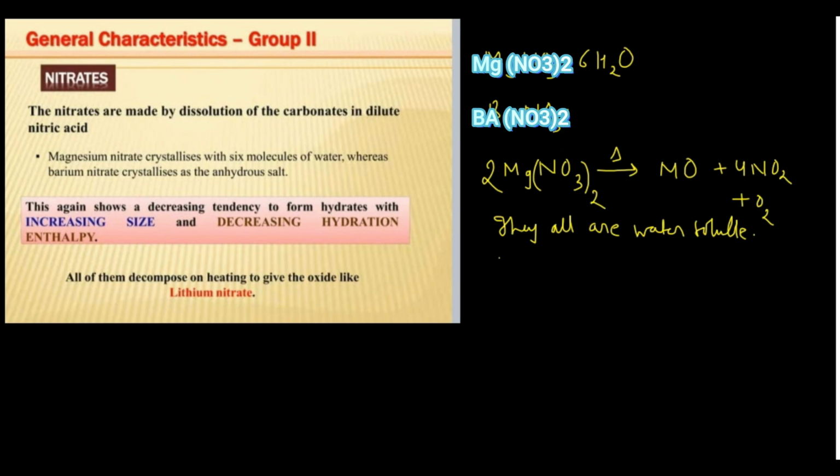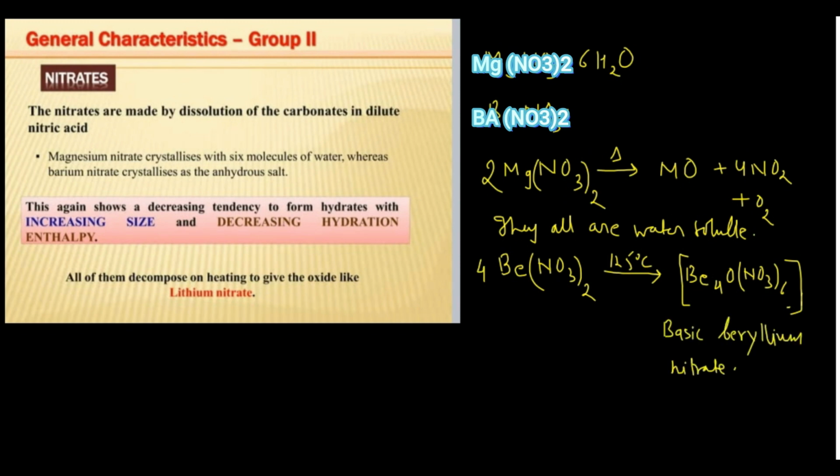You can see here a very important feature which you should remember. Beryllium also forms this nitrate, the normal nitrate. But if you heat this beryllium nitrate somewhere around 125 degrees centigrade, it forms the basic nitrate also, which is covalent in nature. Basic beryllium nitrate. This property is only for beryllium nitrate, while other metal ions cannot form these basic nitrates.